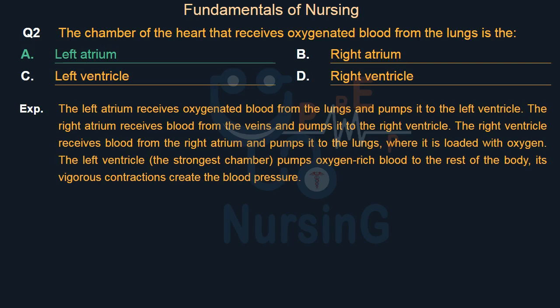The left atrium receives oxygenated blood from the lungs and pumps it to the left ventricle. The right atrium receives blood from the veins and pumps it to the right ventricle. The right ventricle receives blood from the right atrium and pumps it to the lungs, where it is loaded with oxygen. The left ventricle, the strongest chamber, pumps oxygen-rich blood to the rest of the body. Its vigorous contractions create the blood pressure.